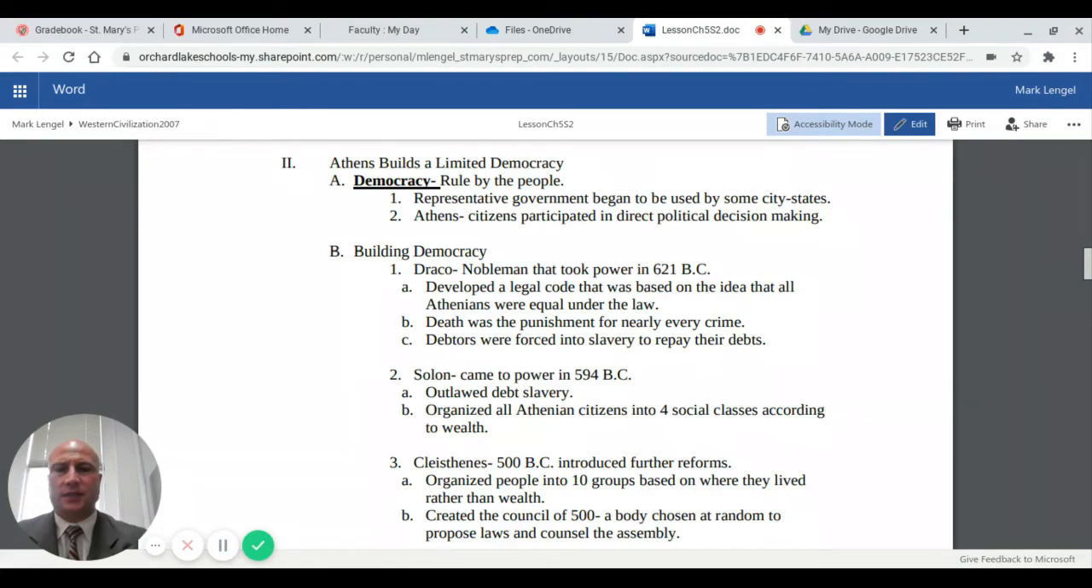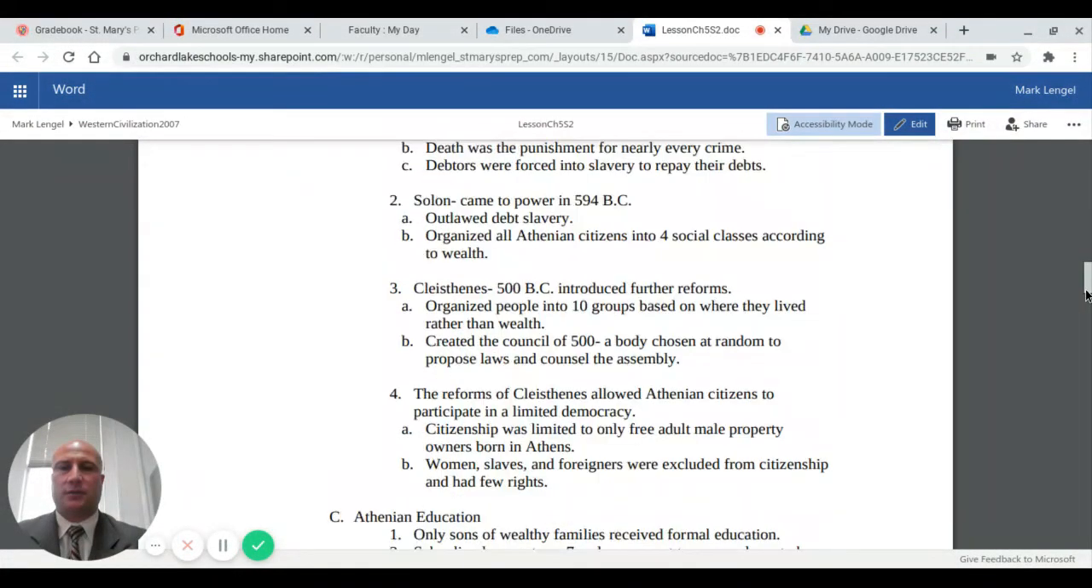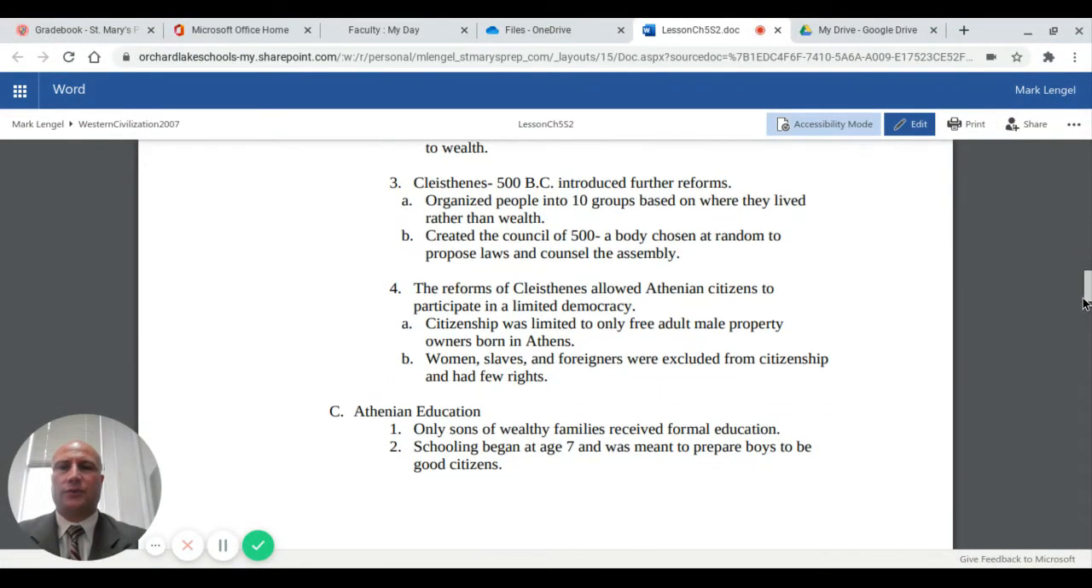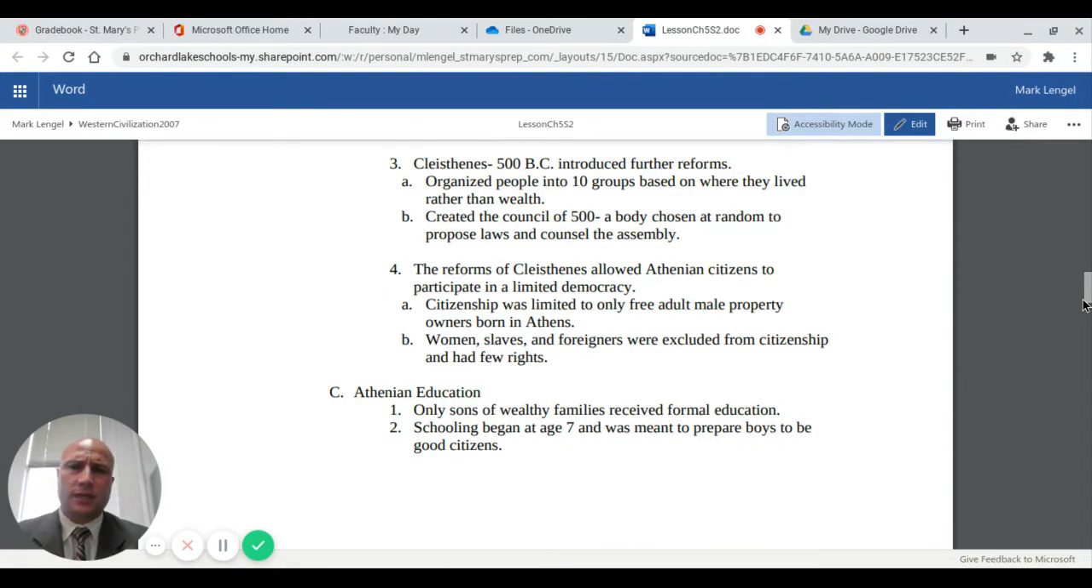Then you have Cleisthenes coming into play around 500 BC, a little bit later. He introduced further democratic reforms. He actually organized people into 10 groups based on where they lived rather than just their wealth, which is kind of what we do today. But a lot of times where you live is predicated on your wealth and vice versa.